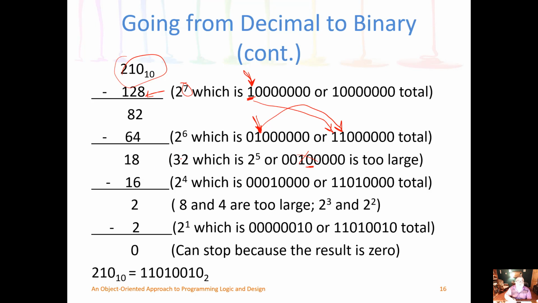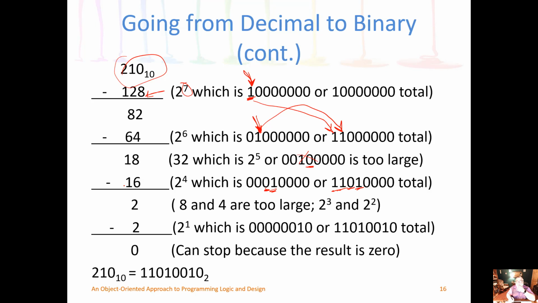Now I'll do 16. Well, I can subtract 16 from 18, and that's 2 to the 4th. So I got 1, 1 from the first two, 0 from the 2 to the 5th, and 2 to the 4th is my 1. Subtracted, I get a 2. 2 to the 3rd, which is 8, is too large for the 2, so that gets a 0. 4 is too large, because that's 2 squared, so that gets a 0. But 2 to the 1 works.